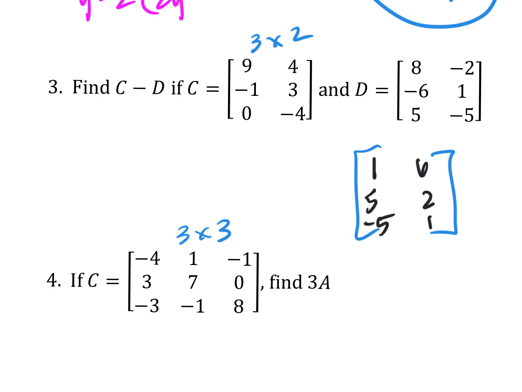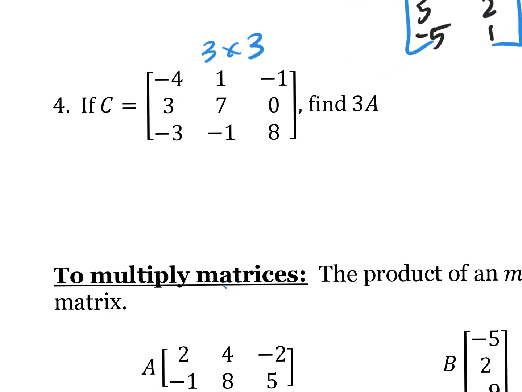How about multiplying? If it says, hey, A is this matrix, this 3 by 3, find 3 of it. What do you think we'd have to do? Multiply every single element by 3. It's still going to be a 3 by 3. Multiply everything by 3.